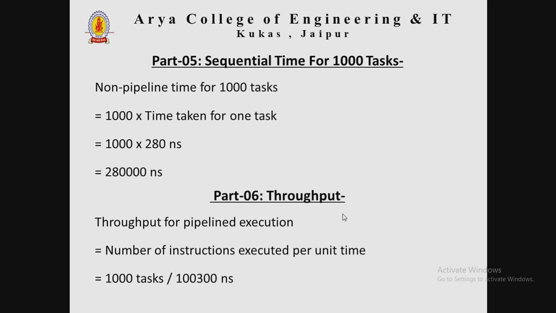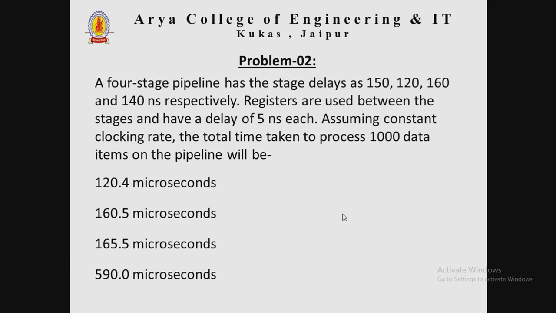In problem 2, we can see a 4-stage pipeline that has stage delays of 150, 120, 160 and 140 ns respectively. Registers are used between the stages and have a delay of 5 ns each. Assuming a constant clocking rate, the total time taken to process 1000 data items on the pipeline will be, we have 4 options: 120.4 microseconds, 160.5, 165.5 and 590 microseconds.